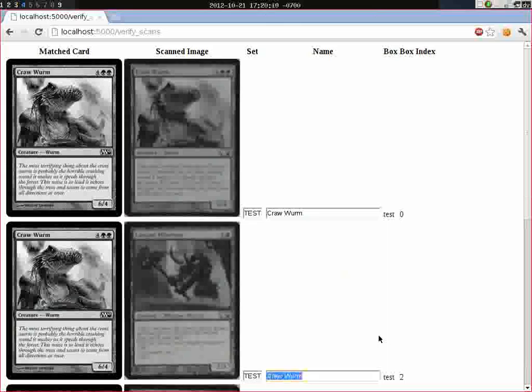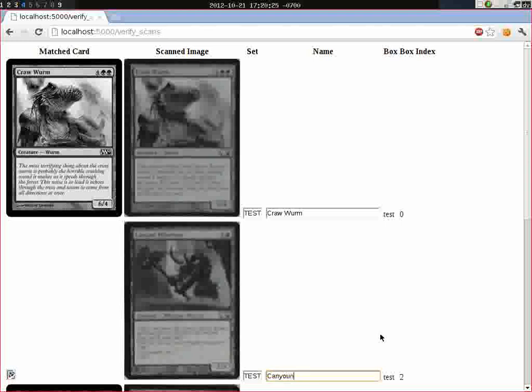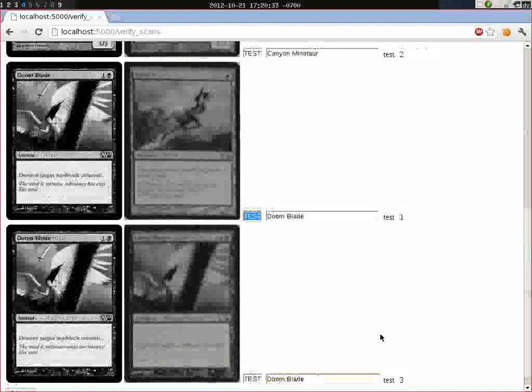For that, I have this convenient form. It shows each scanned image, and next to that, the canonical images it was matched to. A human eye can very quickly glance at these cards and tell if they're the same or not. In the relatively rare case that they're not, you just type in the correct name, and the card is fixed. So, this combines the best of both worlds.